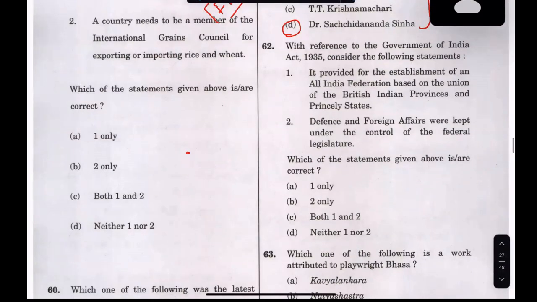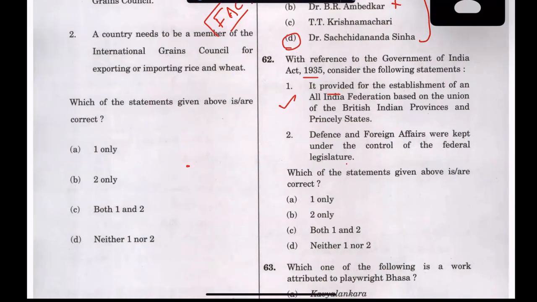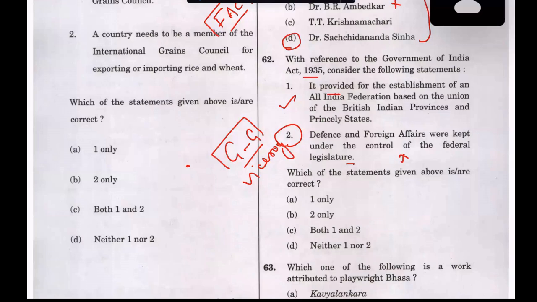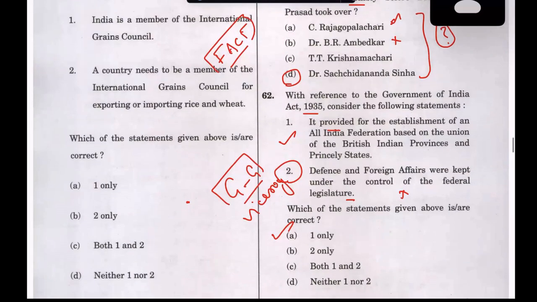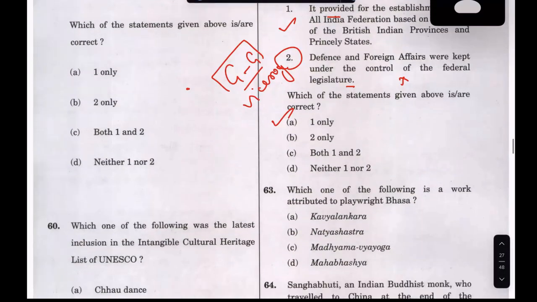Now you see the Act of 1935. It provided for the establishment of the Indian Federation. See, it provided for it, but it did not happen. But again, it was provided. It's true. Defense and foreign affairs were kept under the control of the legislature. You imagine yourself there. They will have it with the Governor General or Viceroy. So this is the point they will have. They will not give it to the legislature. That was their action. Slowly, when you watch, you will answer this. So this is an easy question. This question should have been taken. These are the questions that I am focusing on.